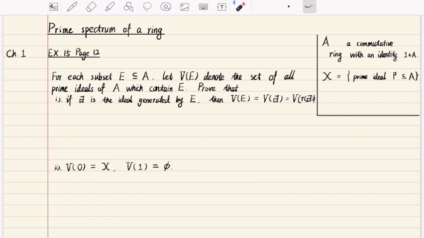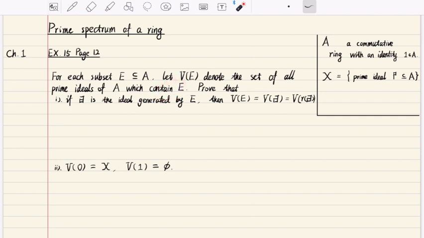In the first exercise, we will give X some topological structure. It's just the definition of the topology. So that's the purpose of this video. So let's begin. We first give some definitions: for any subset E of A, we define V(E) as the subset of X which includes all the prime ideals of A such that they contain E.